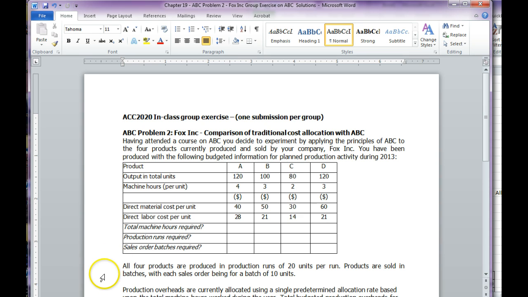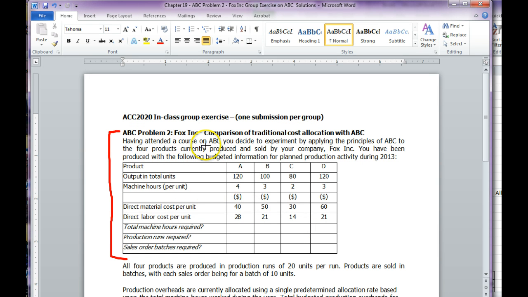So let's look at this problem. Very classic problem. You're going to see a table with some numbers and some blanks, and the first thing you're going to do is freak out. I mean, you don't want to do that. So you want to read this. Okay, traditional cost allocation with ABC. Here we're setting you up.